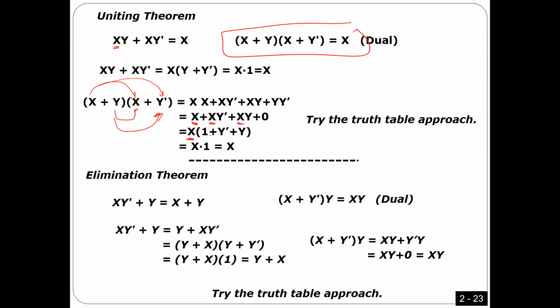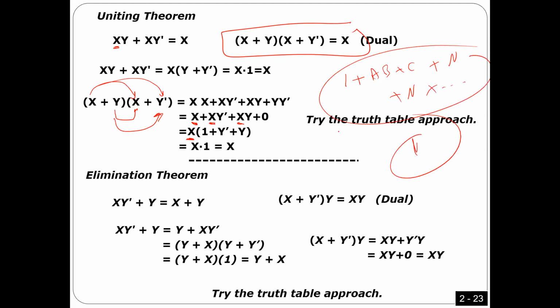And now 1 or Y prime. If you have 1 or A, B, or C, or N, or F, it doesn't matter. The result is 1. Look at what I'm saying? Because if one input is 1, the result is 1 regardless of the other inputs. So that's why here we have 1 or Y prime or Y, and if you have more, it doesn't matter. Still, the result is 1 because this is how OR works. One input is 1. Don't care about the other ones. Okay. So now this one becomes 1, and then I got X. Any questions?